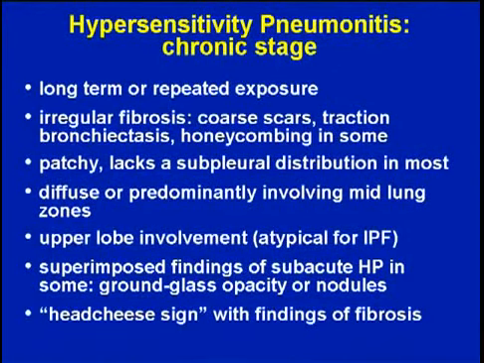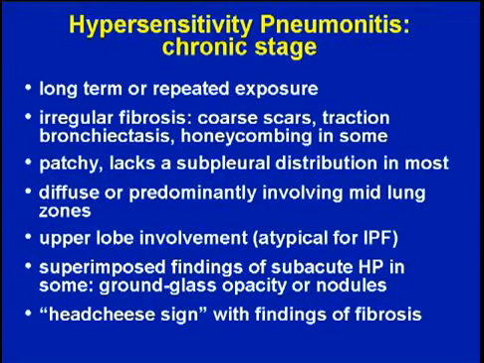Now, how about the chronic stage? Patients who have long-term or repeated exposure develop irregular fibrosis consisting of coarse scars and traction bronchiectasis and honeycombing in some patients. The fibrosis is patchy, and unlike idiopathic pulmonary fibrosis, it lacks a subpleural distribution most of the time. It is diffuse or predominant in the mid-lung zones, just like the subacute stages. The fibrosis occurs where the active disease is, and that's usually diffusely, or the mid-lung zones.